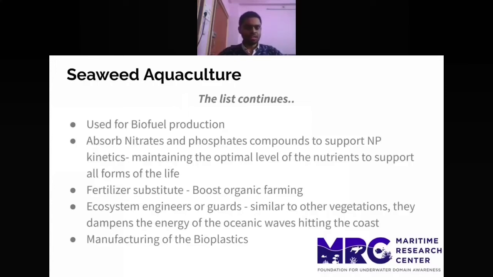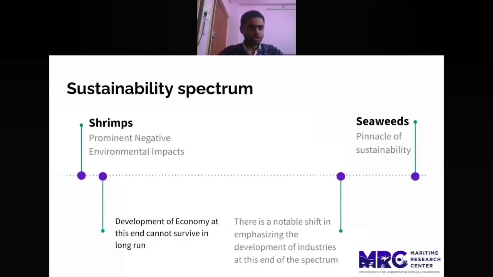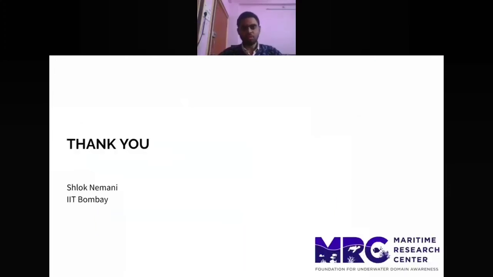And finally, the reason we are focusing on these two is that the shrimps, on one hand, are showing negative environmental impact, and the development of such an industry cannot survive in the long run because we also have to comply with the sustainable development of any industry. While the seaweed is the pinnacle of sustainability, so what can we do? We can see the possibility of integrating both. The polyculture possibility has been shown in the paper, but there is a long path from the paper to the practical, so we have to build something that the farmers can make use of. With that, thank you for listening to my presentation.